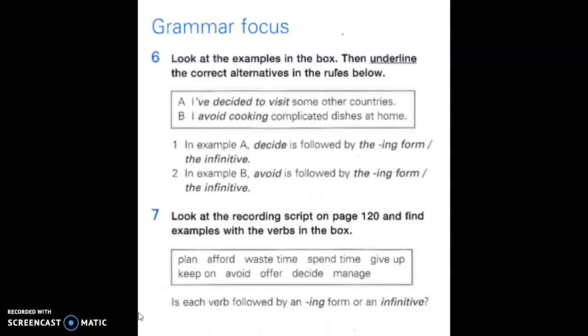So I usually get the students to divide the verbs into two different groups. Which ones do they think are followed by an ing? Which ones do they think are followed by an infinitive? And then we check. Okay, so then you end up with two different groups of verbs.